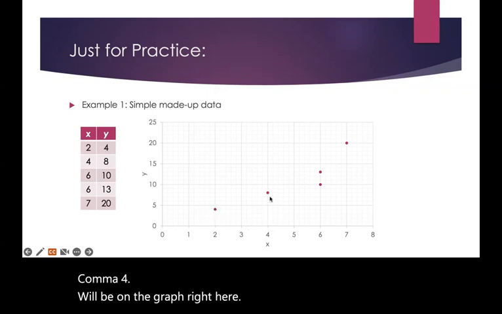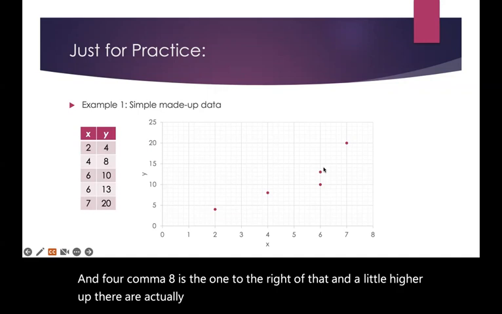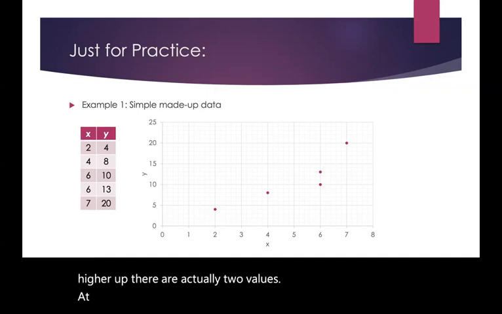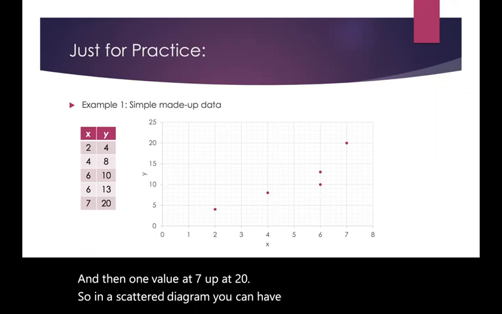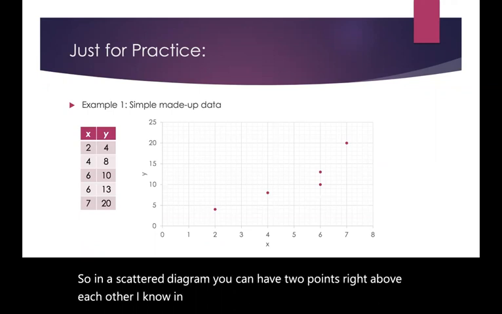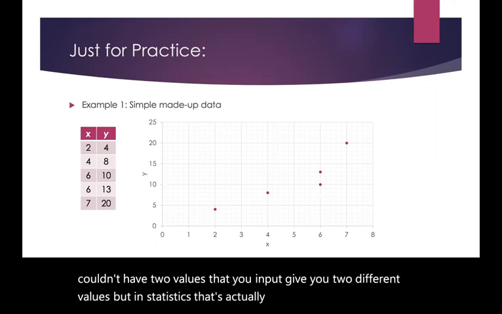And (4, 8) is the one to the right of that, and a little higher up. There are actually two values at 6. There's 10 and 13. And then one value at 7 up at 20. So in a scatter diagram, you can have two points right above each other. I know in algebra, that wasn't a good sign because you couldn't have one input give you two different values. But in statistics, that's actually kind of expected. Now, we have our scatter diagram.